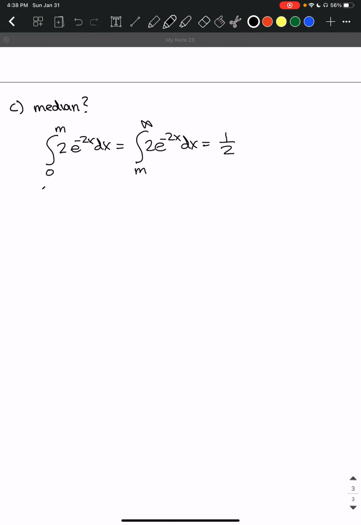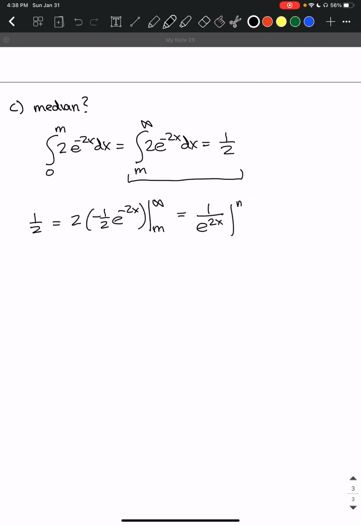It really doesn't matter. The 0 here is helpful, so is the infinity. I'm going to take the second integral and work with it. If you'd like to work out the other one and see if you get the same m value, that's a good exercise. What happens here is that I have 1/2 is equal to that integral. So it's 2 times minus 1/2 e to the minus 2x, evaluated from infinity to m. I'm going to cancel some stuff, write it in a different form, and make it positive by switching the bounds. So this is equal to 1 over e to the 2x evaluated from m to infinity.